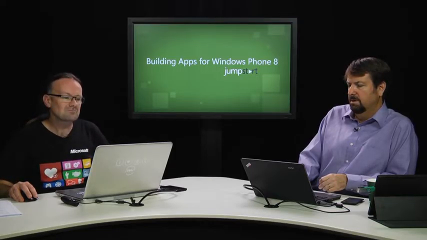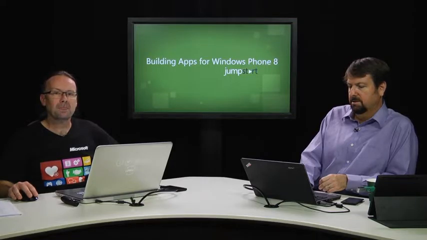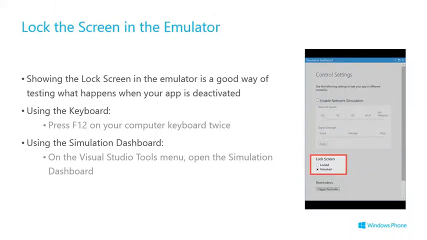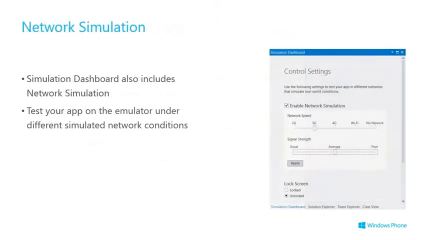Absolutely. All right, let's take a look at the lock screen in the emulator. The lock screen is one of those common occurrences that happen with applications, and you need to be able to simulate that in the emulator as well, to see what's happening with your app when the lock screen comes up. You can press F12 on the keyboard if you want, but we also have this great simulation dashboard in the tools menu, and you can open the dashboard and simulate the behavior you're going to get when your app's running under the lock screen.